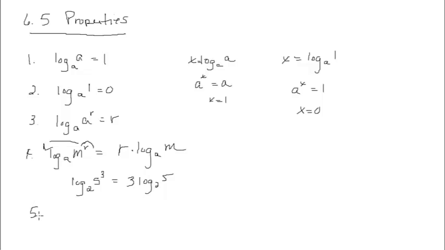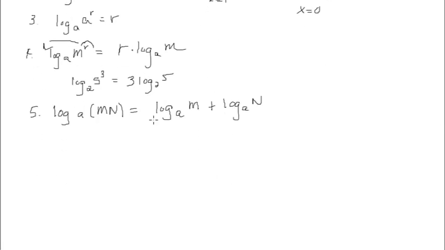Alright, so 5 and 6. Number 5 says log base A of m times n can be broken down as a sum. So log base A of m plus log base A of n. When you have two things being multiplied in the argument, you could separate that into two logs being added together. And if the argument is a quotient, I can rewrite this with subtraction.